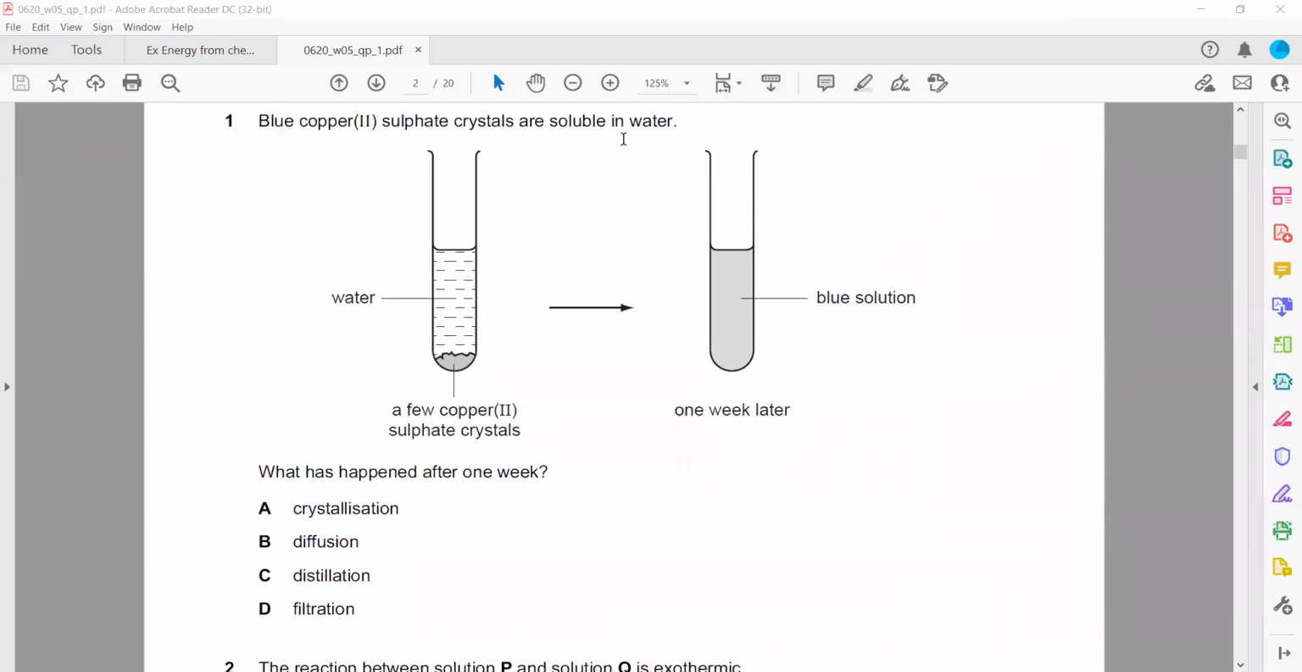So copper 2 sulfate crystals are there, which are soluble. We leave it, and this is what happened after 1 week. So this is actually a picture after 1 week. Evaporation does not happen here.